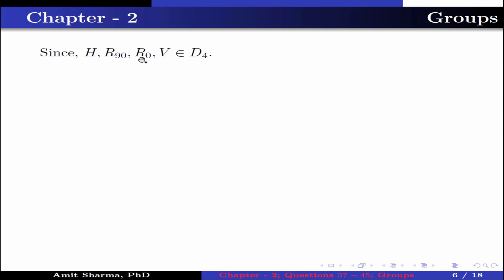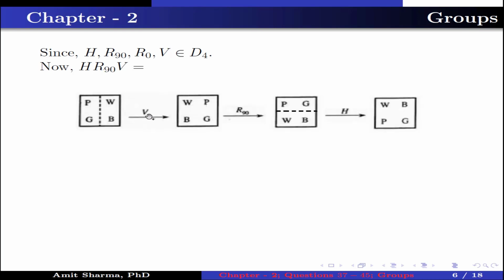Since H, R90, R0 and V belong to D4, now we have to calculate H R90 V. As in function composition, say f of g, first we apply the function g, then we apply the function f. In the same way, here we first apply the vertical reflection, then rotation by 90 degrees, then horizontal reflection. Now for V, we flip the square by the vertical line. We get this. For R90, we rotate this square anti-clockwise by 90 degrees. And for H, flip this square by this horizontal line.